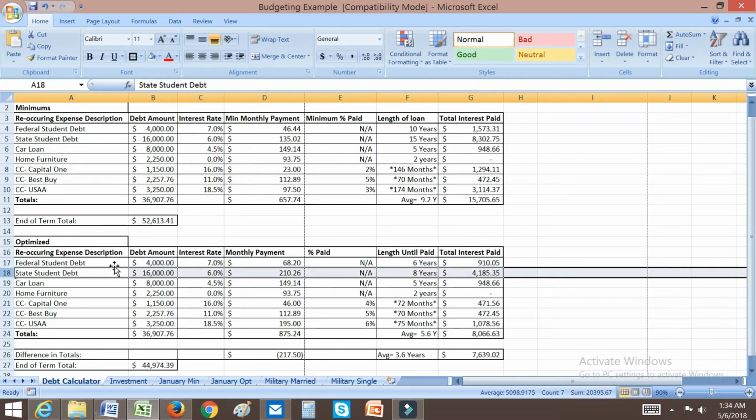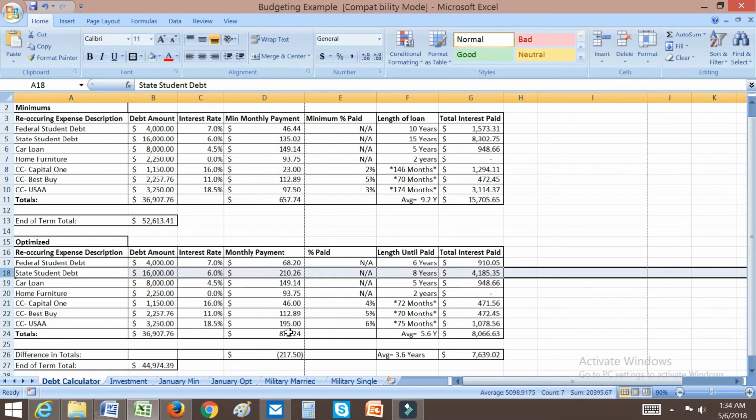The state student debt was by far our biggest interest, so we wanted to focus on this more than the other ones. You can see we increased it by $75 between the minimum and the new optimized. So $75, that's a big difference. However, if you look, we cut off $4,000 of interest being paid, and we reduced the loan by 7 years. So this one was definitely the biggest one that we focused on because it was costing us the most.